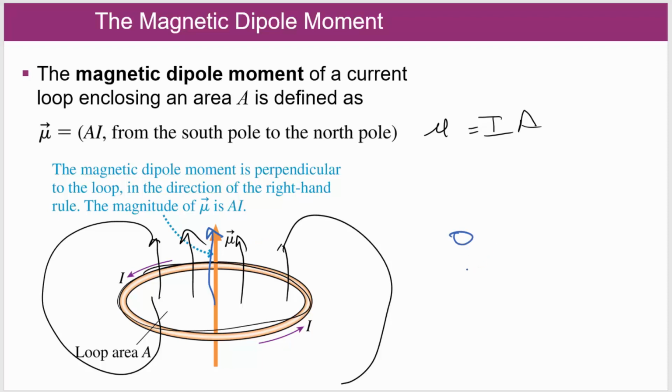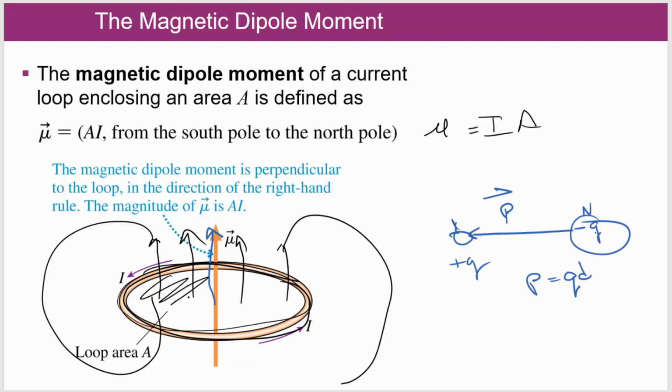If you recall the electric dipole moment vector, if this is plus q, this is minus q. Okay, the electric dipole moment vector P goes from minus q to plus q, and the size of that is the charge times the separation. I'll call that d from here to there. For magnetism, then, the magnetic dipole moment vector mu is defined as the current flowing through the loop times the area of the loop, and mu is in the direction of the magnetic field lines there.